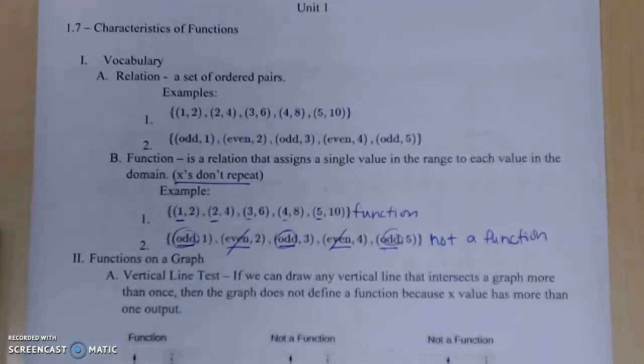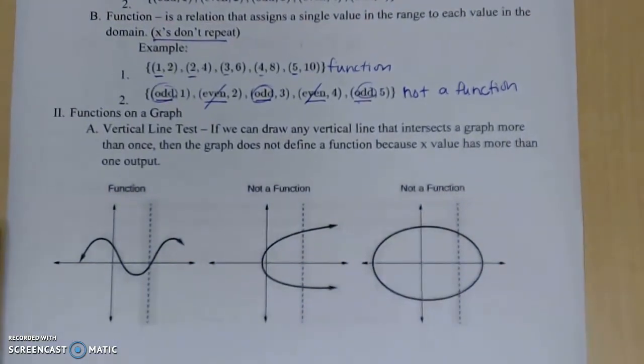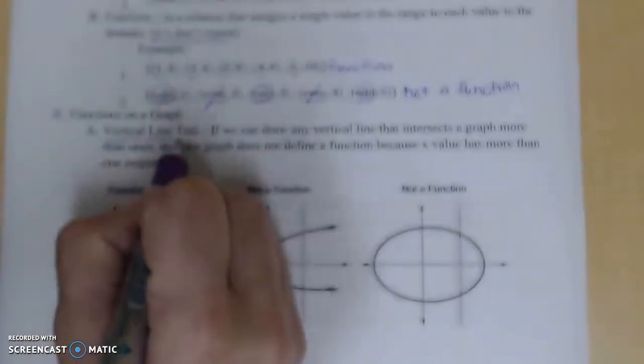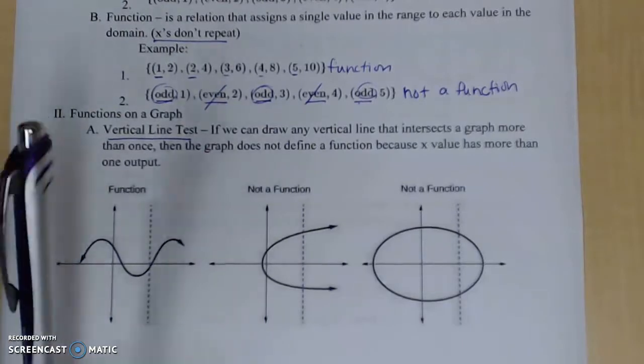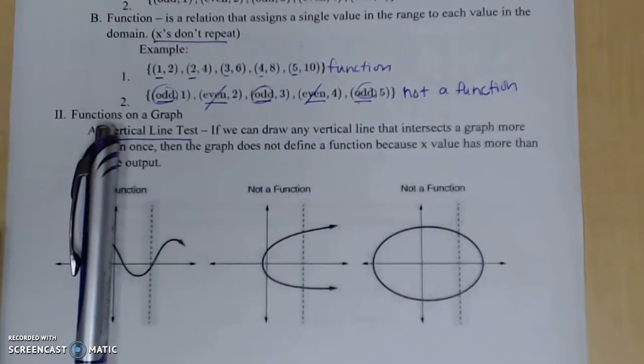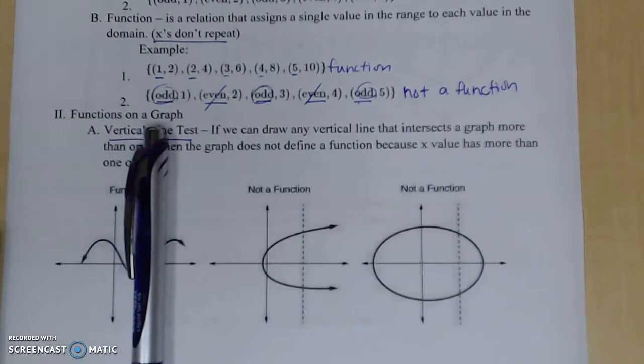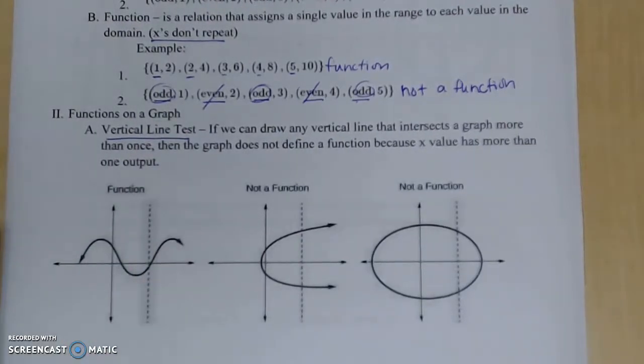Now, looking at a function in ordered pairs can be kind of tedious, looking at every single ordered pair, especially when it comes to a graph. So when we're looking at functions on a graph, we consider something called the vertical line test. This says if we can draw any vertical line that intersects the graph more than once, then the graph does not define a function because an x value has more than one output. So basically, if you could take your pen and move it across this function, and it only intersects it once, then yep, you're a function. But if you find one line where it intersects more than once, then it's not a function anymore.